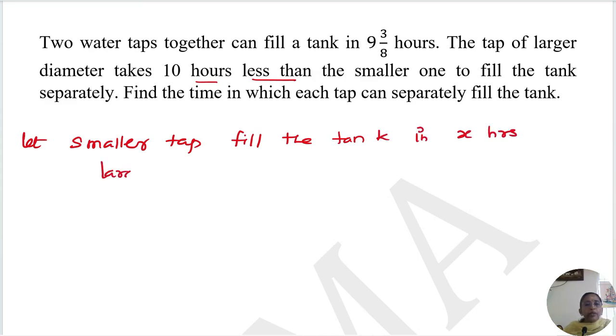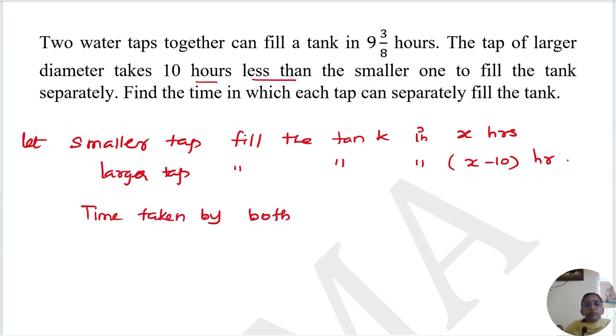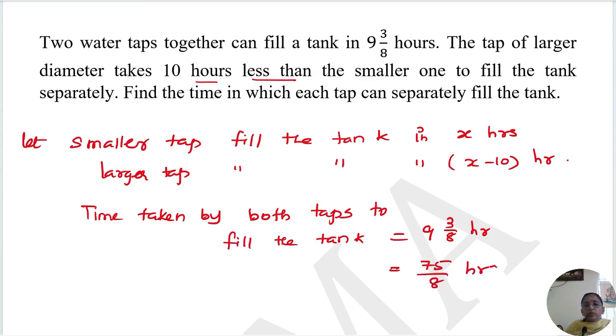And the larger tap fills the tank, based on the condition it is 10 hours less, so x minus 10 hours. And the time taken by both the taps to fill the tank is given as 9 3 by 8 hours. So convert this: it is 75 by 8 hours.